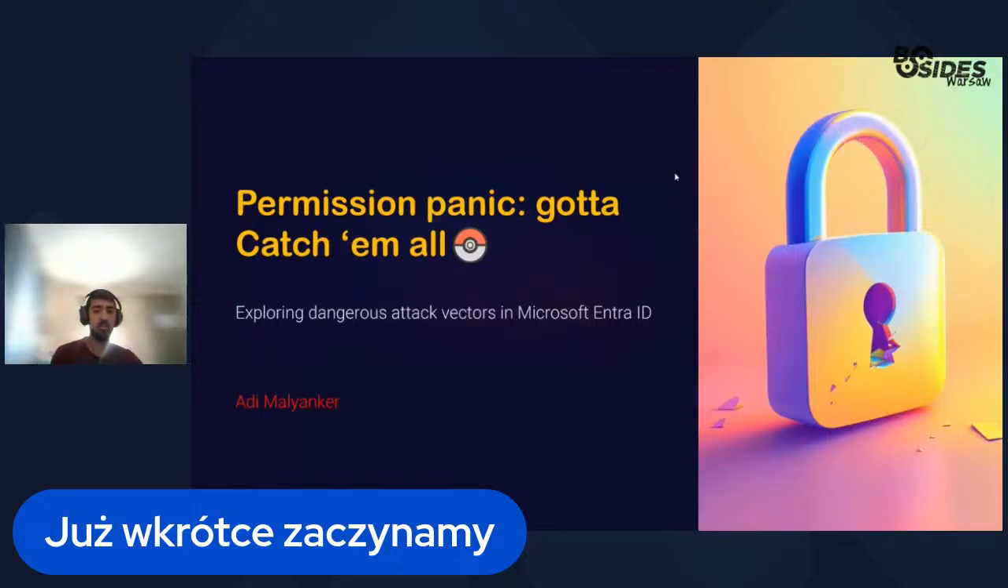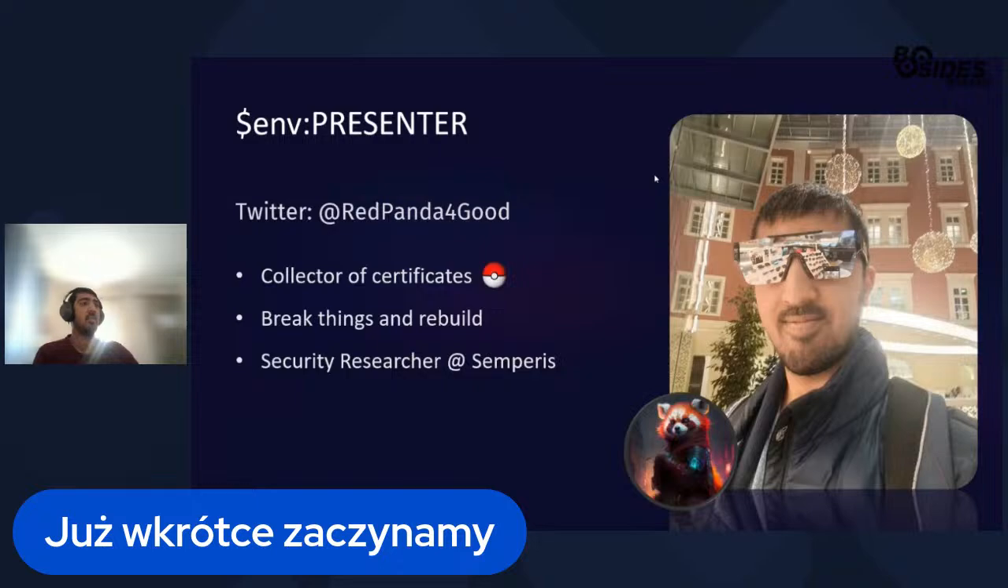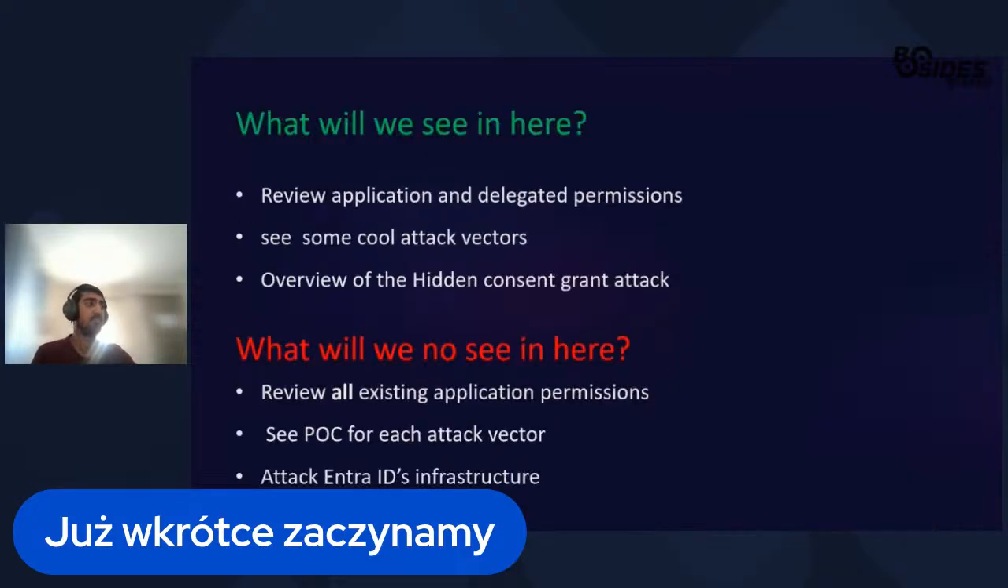But first, let's start with a quick introduction. My name is Adi. I'm a security researcher at SEB Paris. My main focuses are Active Directory, Entra ID, and also code reviews. What we will see here today: first, we will review application and delegated permissions, and talk about the differences between the two. Also, we will see some attack vectors, and an attack I found called hidden consent grant, and also talk about detections and mitigations.